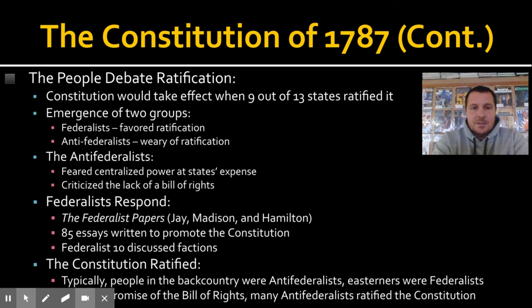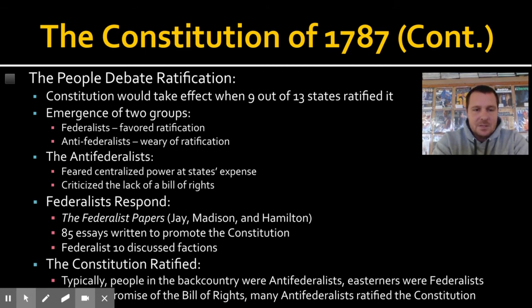But once the Constitution was done, it's not like it automatically became the new law of the land. And so the framers had to figure out, okay, how do we make this new Constitution the official law of the land? And so they sent it to the states, where the goal was to get 9 of the 13 states to ratify it. And in that particular process, you see the emergence of really the first two political parties in America. They weren't political parties like we would think of them today, but the Federalists and the Anti-Federalists.